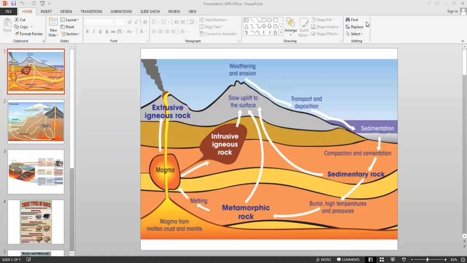Today we are going to discuss the different types of rocks. In the different types of rocks, we have the igneous rocks, the sedimentary rocks, and the metamorphic rocks. So, Madam Hajara, can you give us a brief explanation about the igneous rocks?